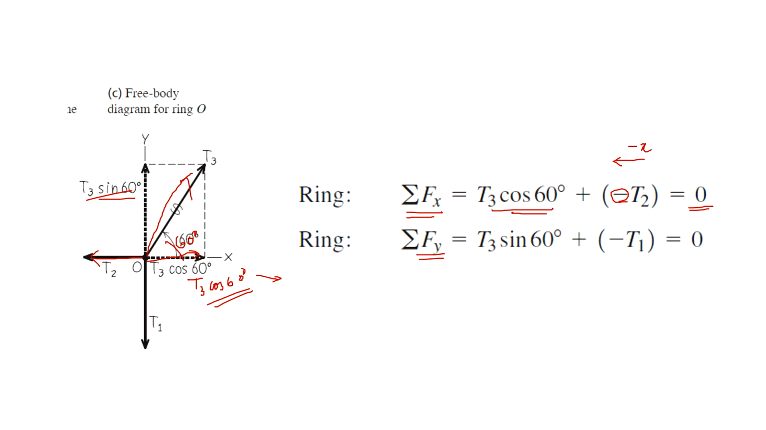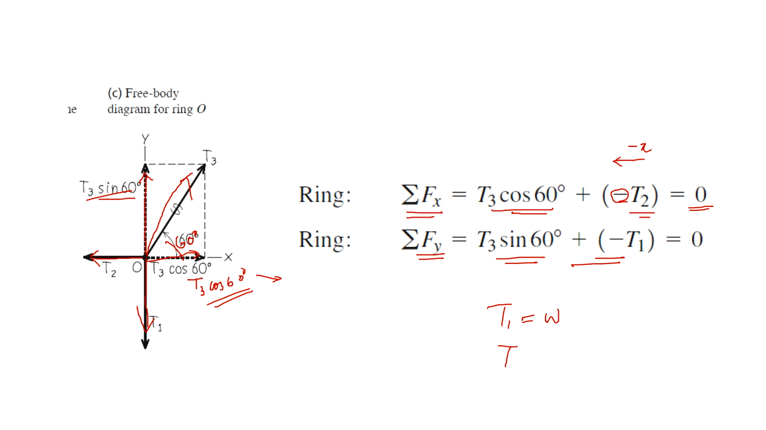Now the sum of all the y components of forces should sum to 0. That means T3 sine 60 degree, which is acting along the plus y direction, plus minus T1, which is acting along the minus y direction, that should sum to 0. So from these two equations, you can get certain terms that relate T3 with T1. T1 you have already found out to be W.